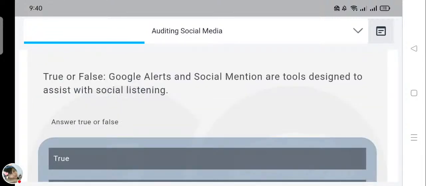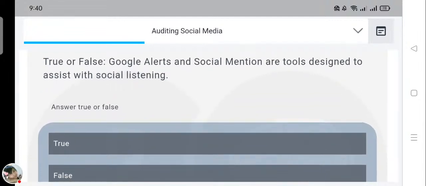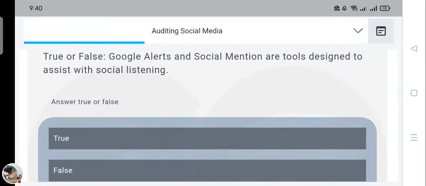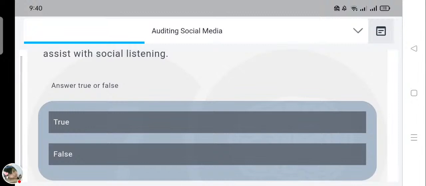True or false? Google Alerts and Social Mention are tools designed to assist with social listening. True.